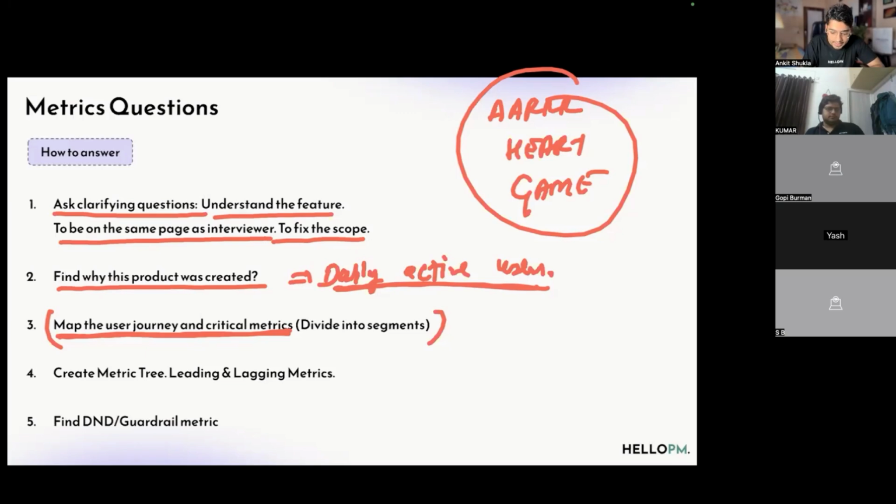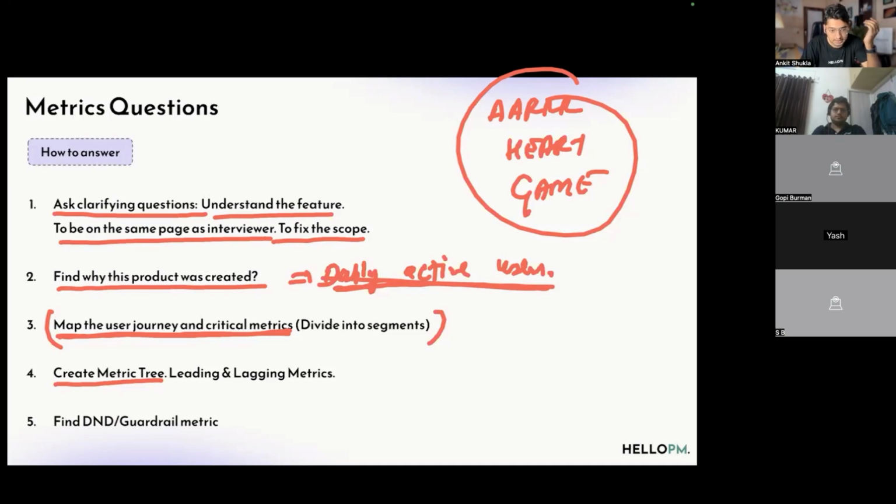After that, create a metric tree. What is a metric tree? Metric tree means how all the metrics that you have collected are converging towards your main goal, which is daily active users.